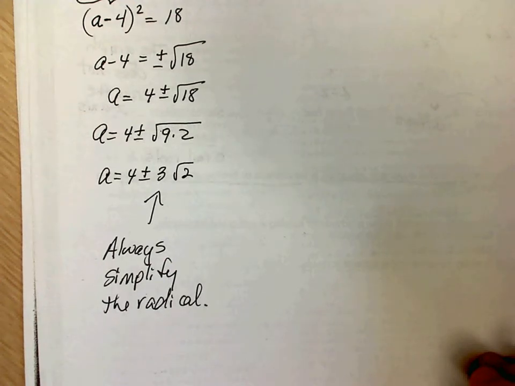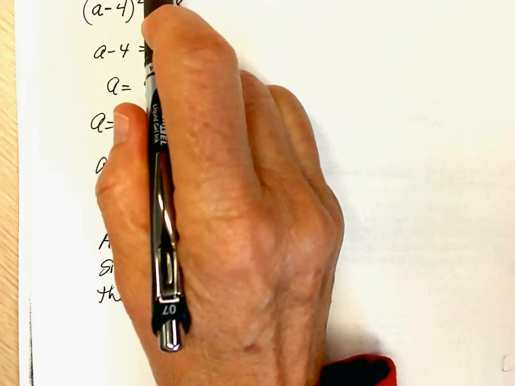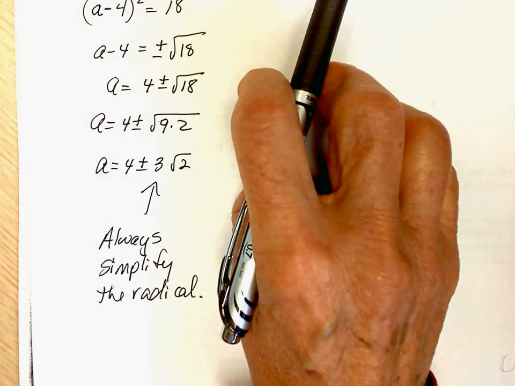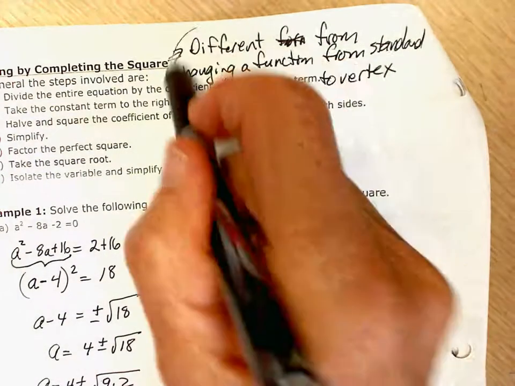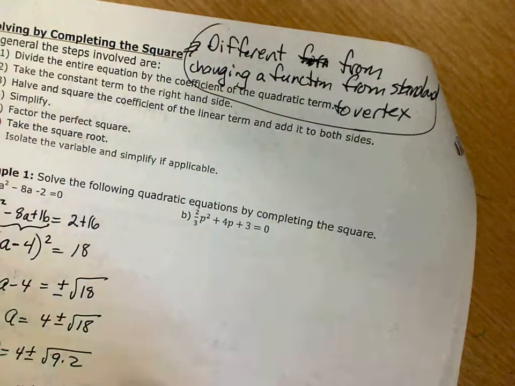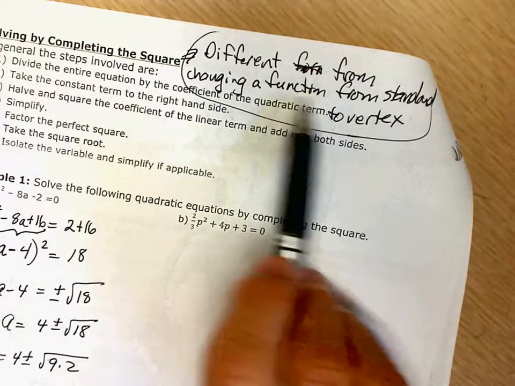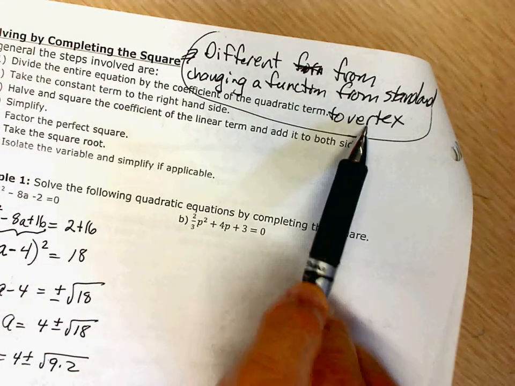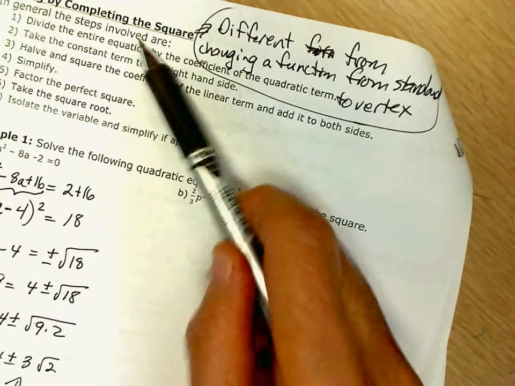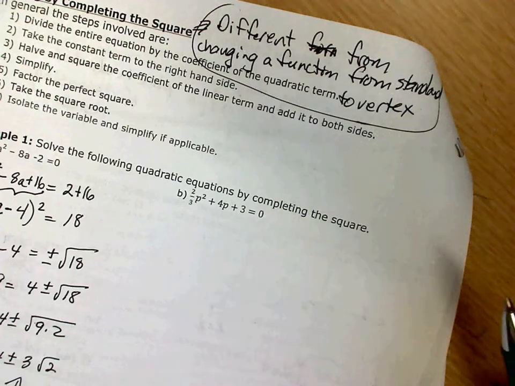Well, whenever you're solving, you're not really putting it in vertex form. That's a whole different question that we did on day 1. You write it in vertex form when they tell you to write it in vertex form. When they say solve, they'll tell you solve by completing the square, or solve by factoring, or solve using the quadratic.